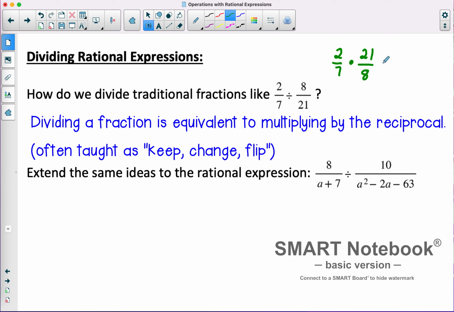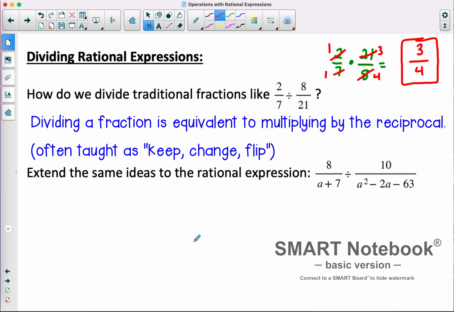And then you would multiply straight across. You could also simplify some as you're working this. So 2 over 8 would reduce to 1/4. And 21 over 7 would reduce to 3 over 1. So if you multiply straight across, you get 1 times 3. And across, 1 times 4 is 4. So this would reduce down to 3/4.